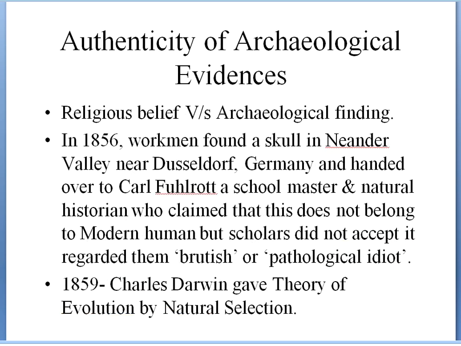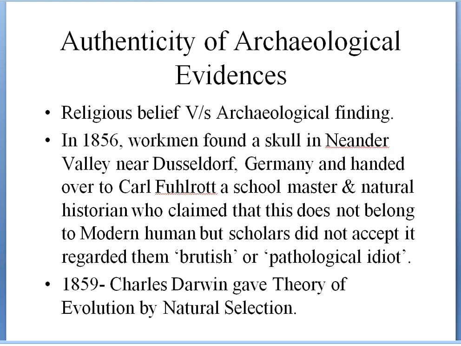Further, if we talk about the authenticity of archaeological evidences, a few people do not trust the dating of archaeological evidences. They believe that this earth was not so old and that humans were created by God. So religious belief does not support the timeline of archaeological findings. In 1856, a few workmen found a skull in Neanderthal Valley near Dusseldorf, Germany, and handed it over to Karl Vollrath, a schoolmaster and natural historian, who claimed that this skull does not belong to a modern human, but scholars who did not accept it regarded these people as brutish and pathological idiots.